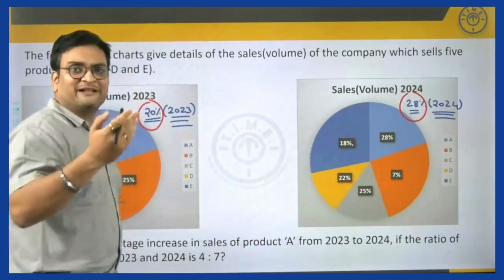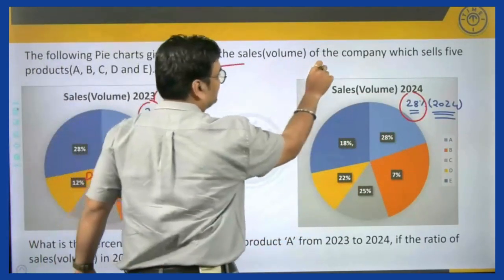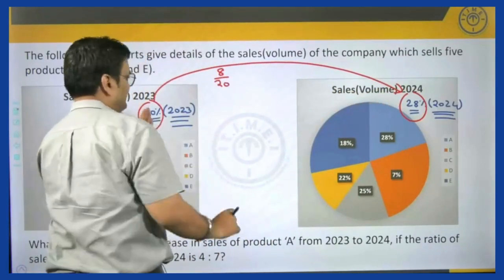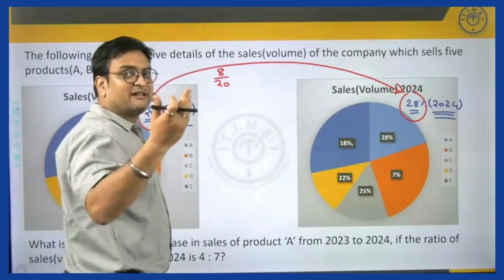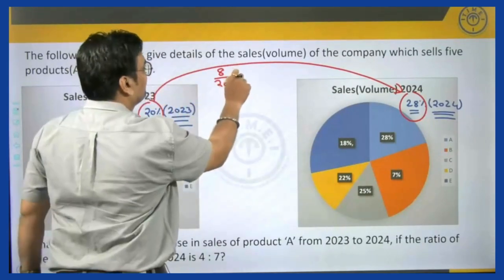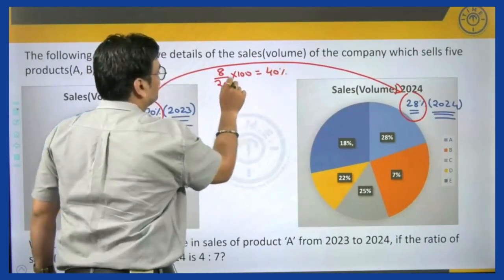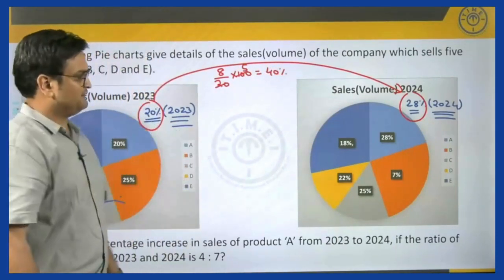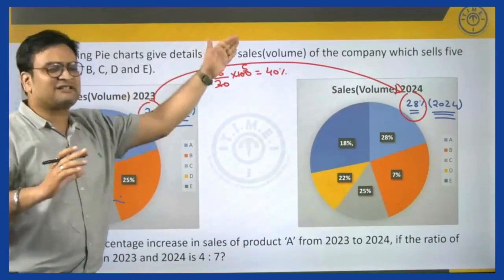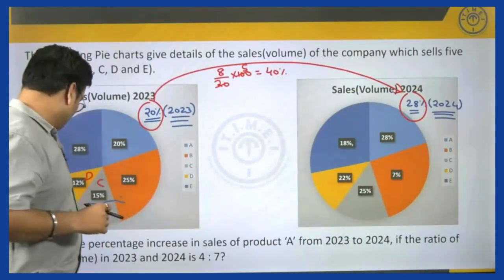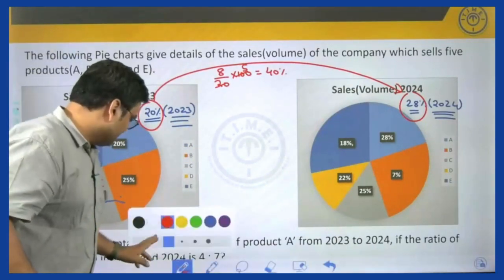So it's becoming 20 to 28. So 20 to 28 means what? There's an increase of 8 on 20, right? 20 to 28, the value is increasing by 8 units on 20. What is the percentage increase here? It will be 40%, right? 8 is 2 by 5, which is 40%. So that means one of the parameters is growing from this year to the other year by 40%. Now what is happening to the other parameter?